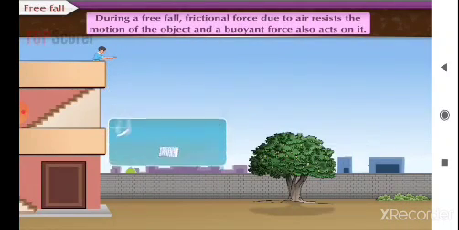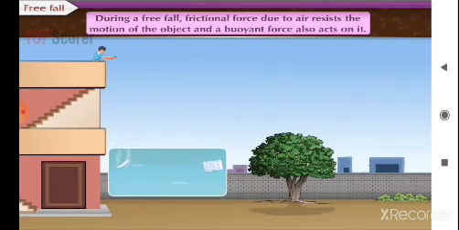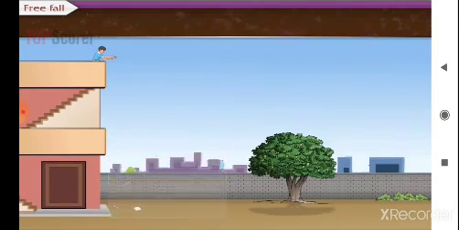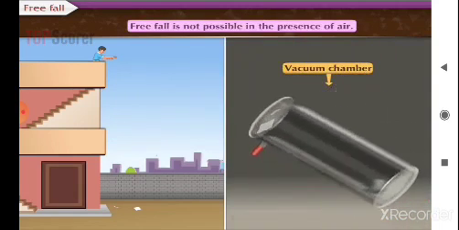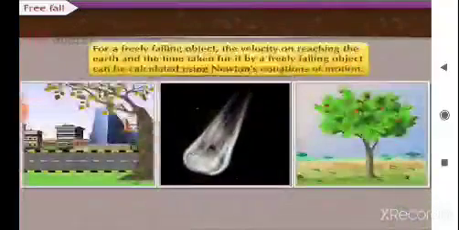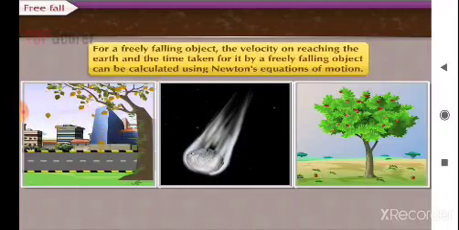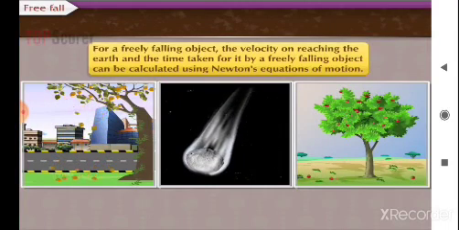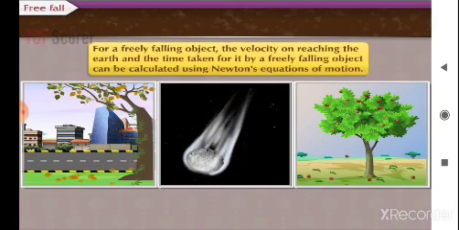In free fall, the initial velocity of the object is 0 and goes on increasing due to the acceleration due to gravity of the Earth. During free fall, the frictional force due to air opposes the motion of the object, and buoyant force also acts on the object. Thus, true free fall is possible only in vacuum.